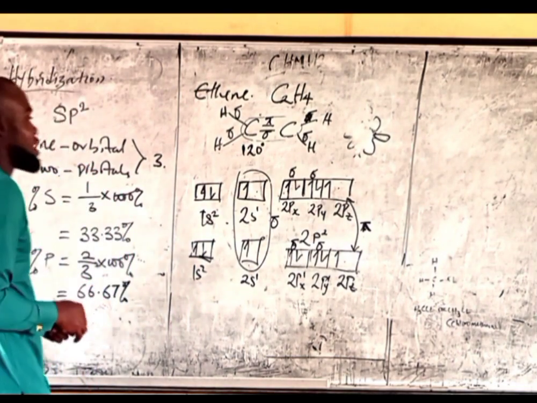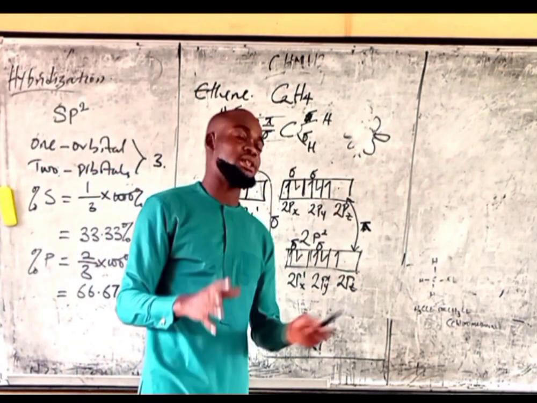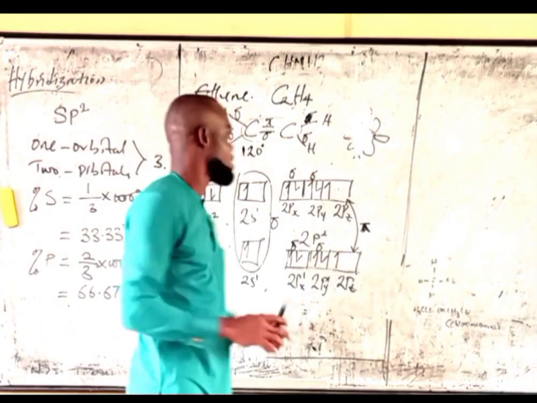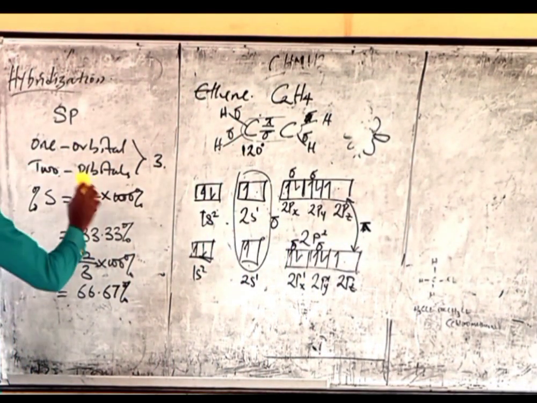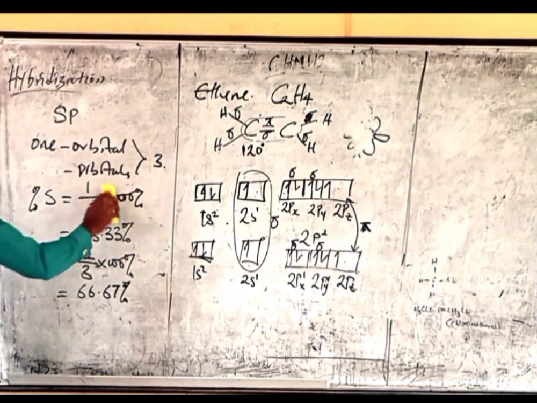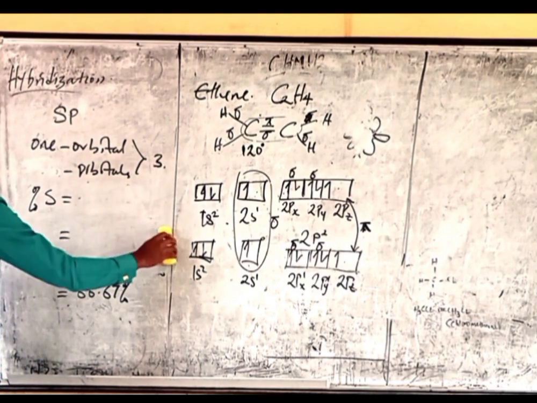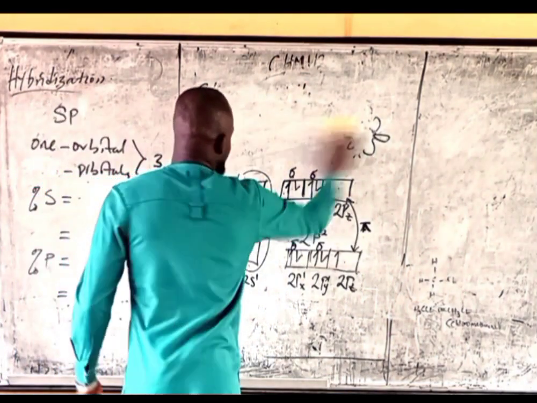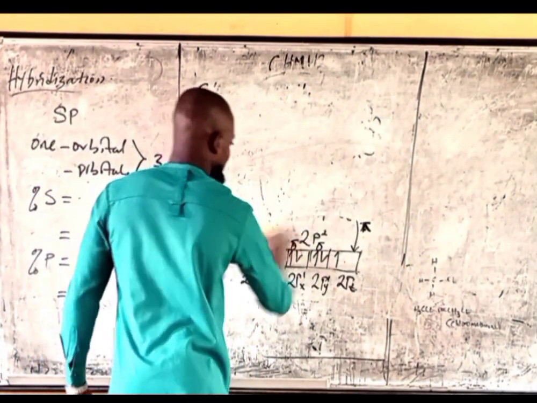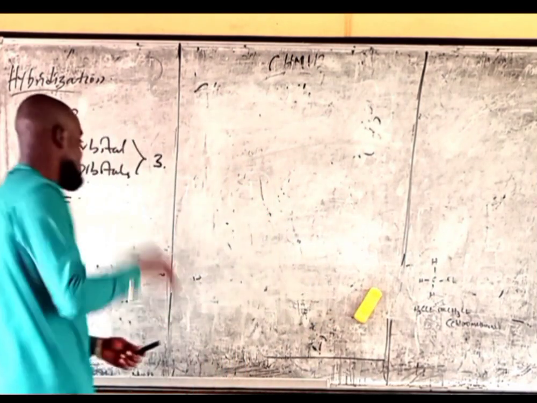Now, there is still a way of determining hybridization, which I will look at later, just an introduction to how to calculate hybridization inside the structure. Before that, let's look at sp hybridization, including the percentage of s and p character, and so on. So we look at an example of sp hybridization.